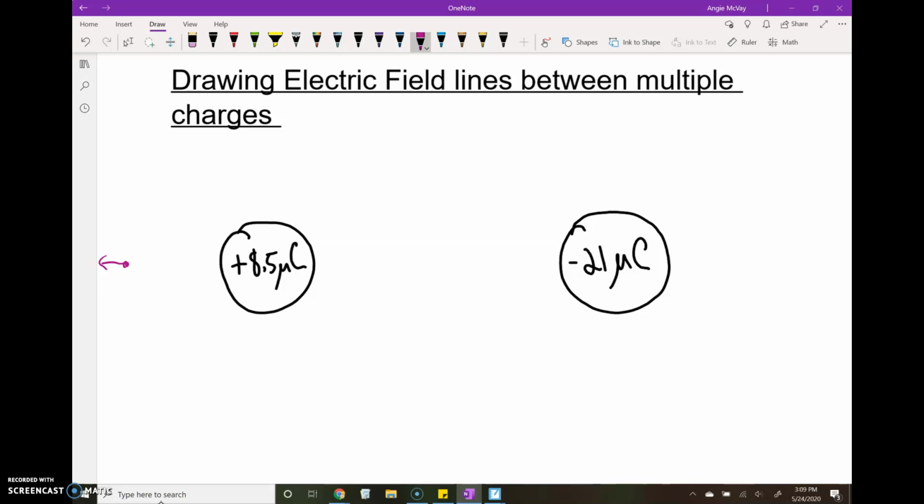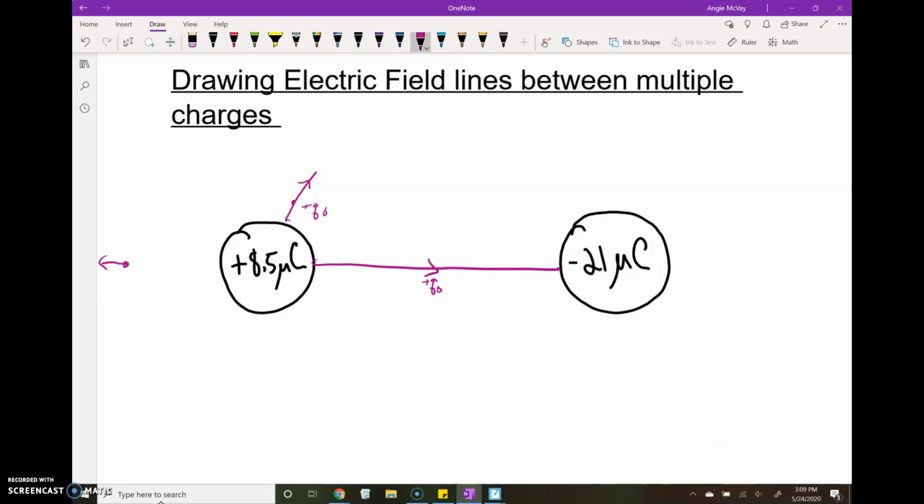So we have to think, what if we plopped a positive test charge anywhere in this region? What if we plopped a positive little test charge right there? Well, a positive test charge would be repelled from this guy and attracted to this guy pretty directly, so the electric field lines would be right there. What if we had a positive test charge right there? Well, it would be repelled away.